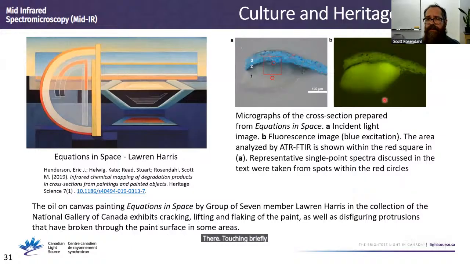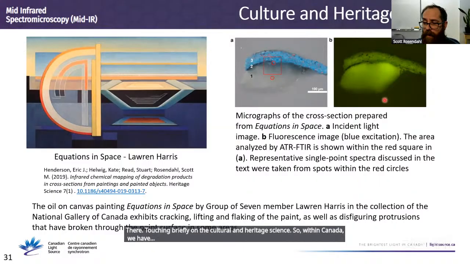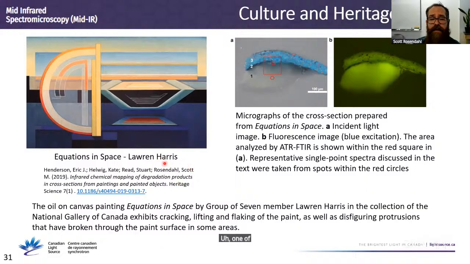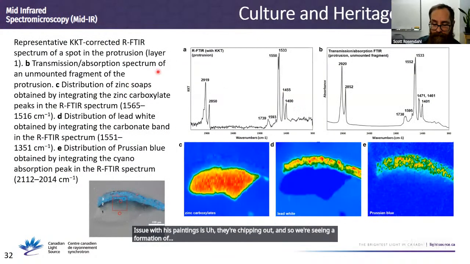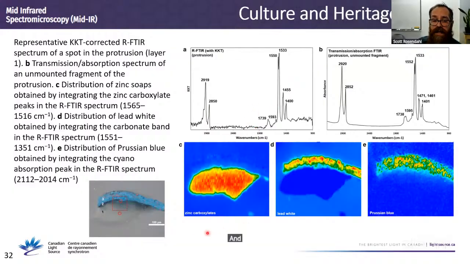Touching briefly on the cultural and heritage science. So within Canada, we have a movement of arts that came out of these 7 artists, and we call it the Group of 7. One of those particular artists is Lawren Harris, and an interesting issue with his paintings is they're chipping out, and so we're seeing the formation of these metal carboxylic kind of salts, and they chip out, as you can see here.